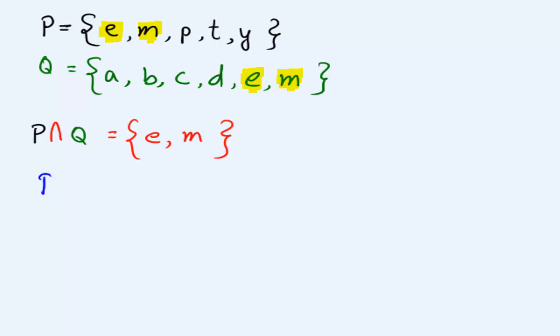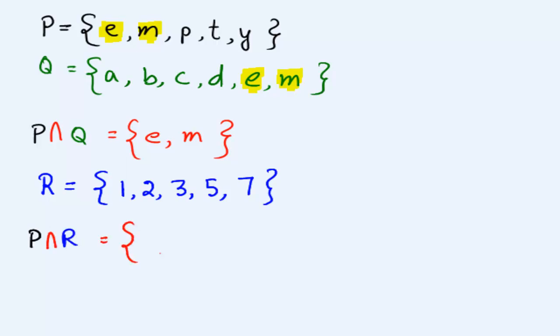Let's say we have another set called R, and the elements of this set are the numbers 1, 2, 3, 5, and 7. We want to find the intersection of P and R. Again, this is going to have elements that are in both P and R. But we notice that P has letters and R has numbers, and they don't have anything in common. So our set P intersect R is going to be empty. Another way to write it is a 0 with a slash sign. This is saying empty set.